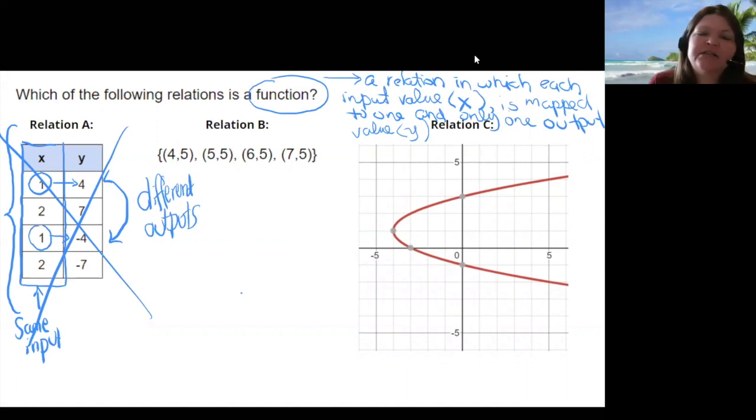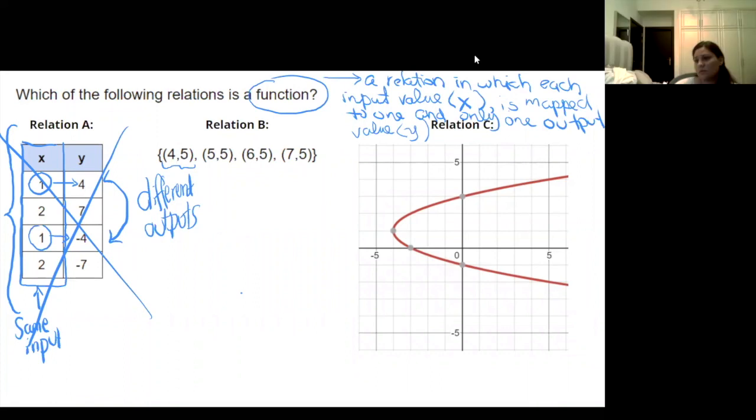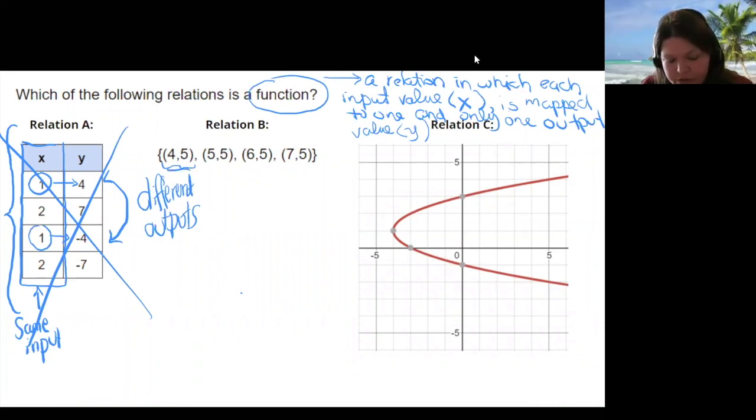Relation B looks a little different. We don't have x's and y's labeled. First of all, what is this? What am I looking at, you guys? What is that thing? 4, 5. It's 4 points. Yeah, we have 1, 2, 3, 4 points. And when you look at the ordered pair of a point, we know that the first number is an x value and the second number is a y value. So x, y, x, y, x, y.